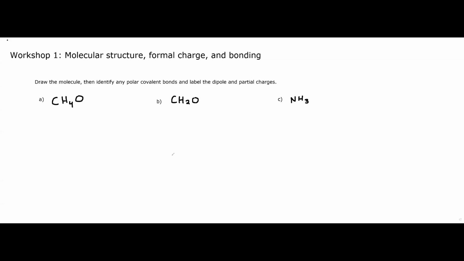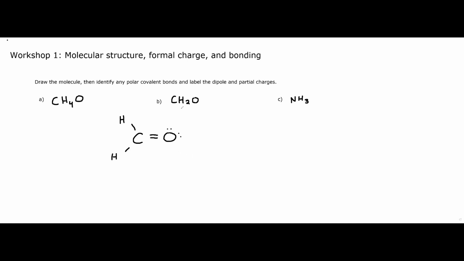Okay, let's look at B now. For B, we have CH2O. So let's connect C to O. And then we have 2 hydrogens. Let's put the hydrogens on carbon. Now we have 1 electron left over on each atom, carbon and oxygen, which means we should have a double bond between carbon and oxygen. Okay.